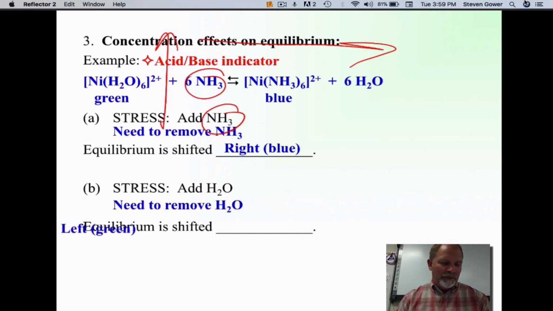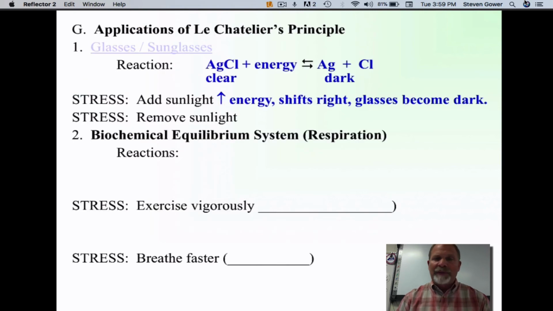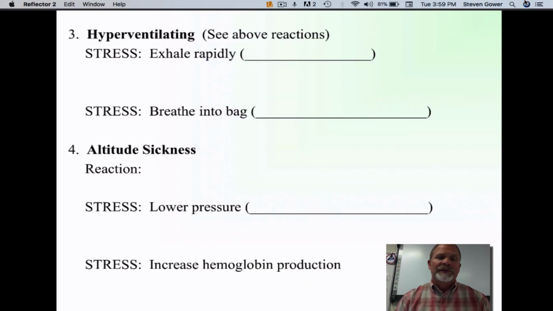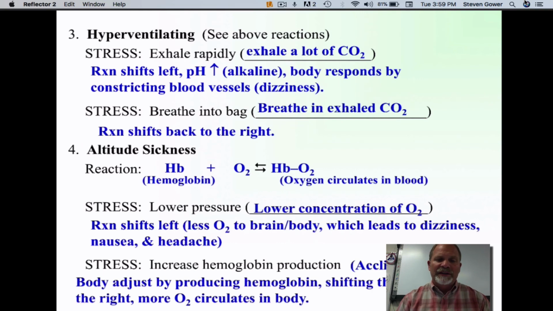And when I add water over here, that means the reaction is going to shift to the left. So understand that issue. Understand this. We went through some biochem. I'm not going to do any biochem on you. So let's fly through all this information so I can delete all this stuff.